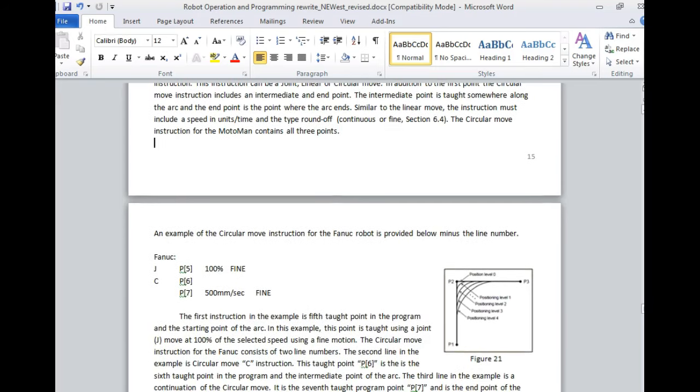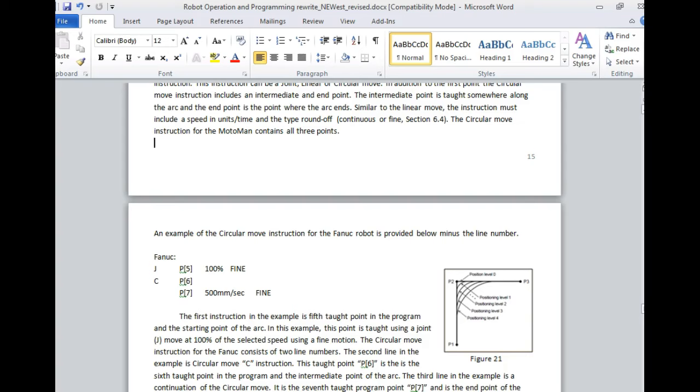And this is a circular move instruction for the FANUC robot. So the points are numbered 5, 6, and 7. There's your 3 points that are required for the circle. On the FANUC robot, we come in with a J, that's joint, a P5, and we teach it using what we call a fine round off, which we'll talk about in a minute. And then the circular move consists of the other 2 points, and you have to teach a what? An intermediate point and an end point.